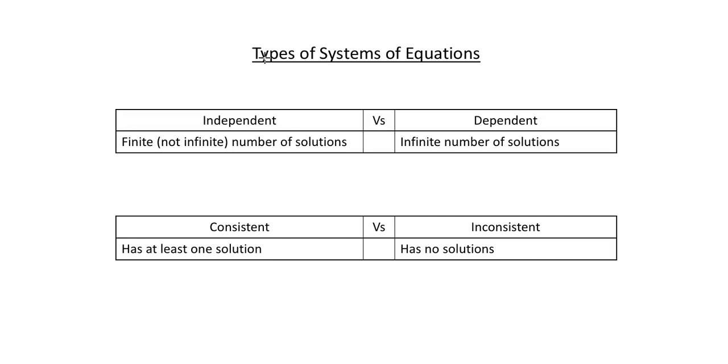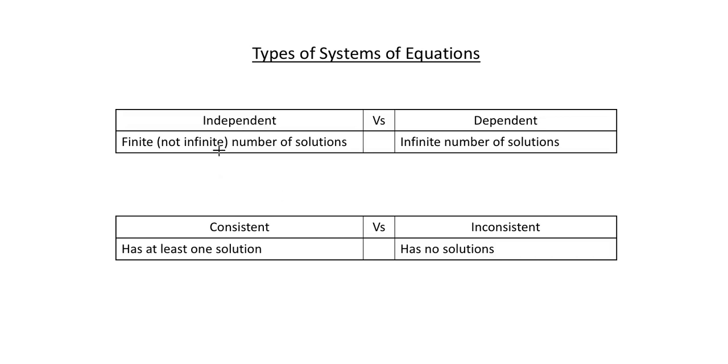So if you do not get an infinite number of solutions, then the system is considered to be independent. If you do get an infinite number of solutions, then the solution is called dependent. So these two terms, the difference between them is, is it infinite or not infinite? If you have an infinite number of solutions, then it's dependent, but if it's not infinite, you call it independent.